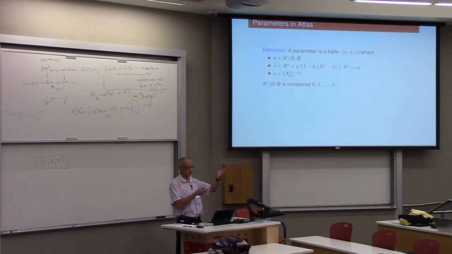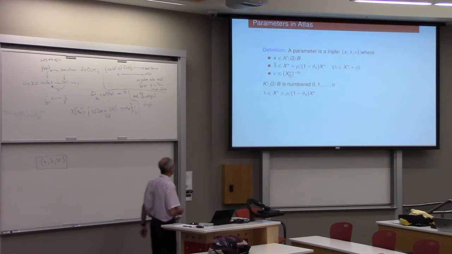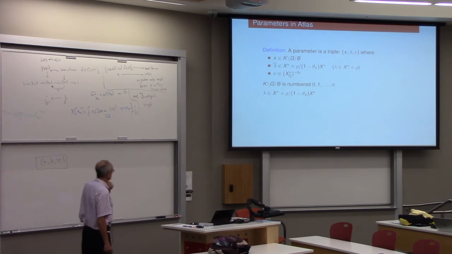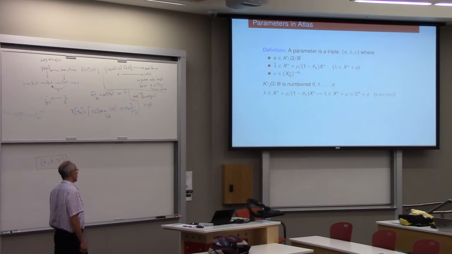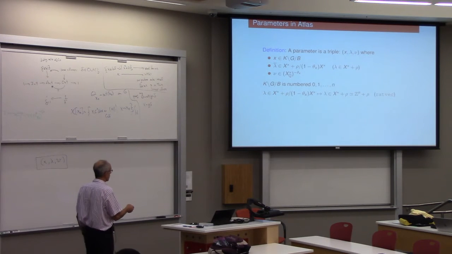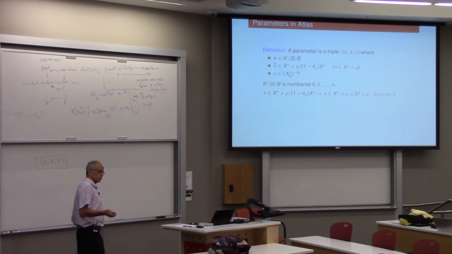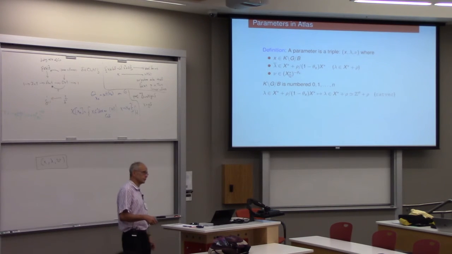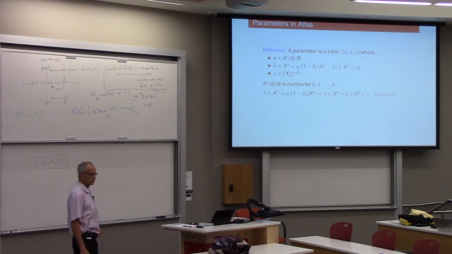I mean, the KGB elements have lots of properties, but you refer to them just by number. Right? And this lambda is an element of X upper star plus rho. Sorry, this is lambda bar. Lambda is in here, and so lambda is an element of Z to the n, that's this X upper star, plus rho. And as Mark was talking about yesterday, since rho isn't necessarily integral, you can't assume that this is an actual vector. So the type of this piece of data is a rat vec.